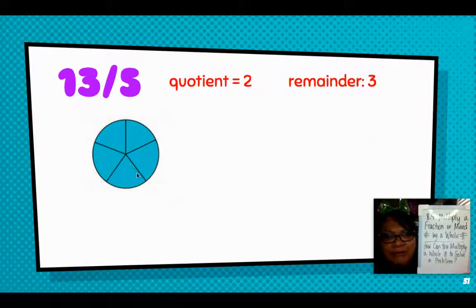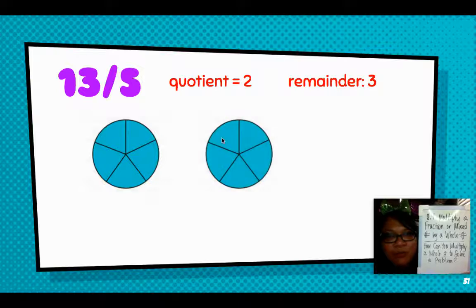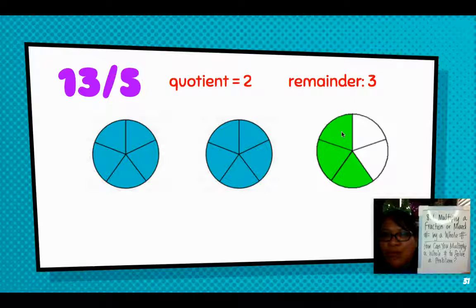So we have fifths, right? So we shade in 5/5. We're not quite at 13/5 yet, so we're going to keep going. So we have 5, 6, 7, 8, 9, 10. And then we'll have 3 more, 11, 12, 13. So that's what that means.